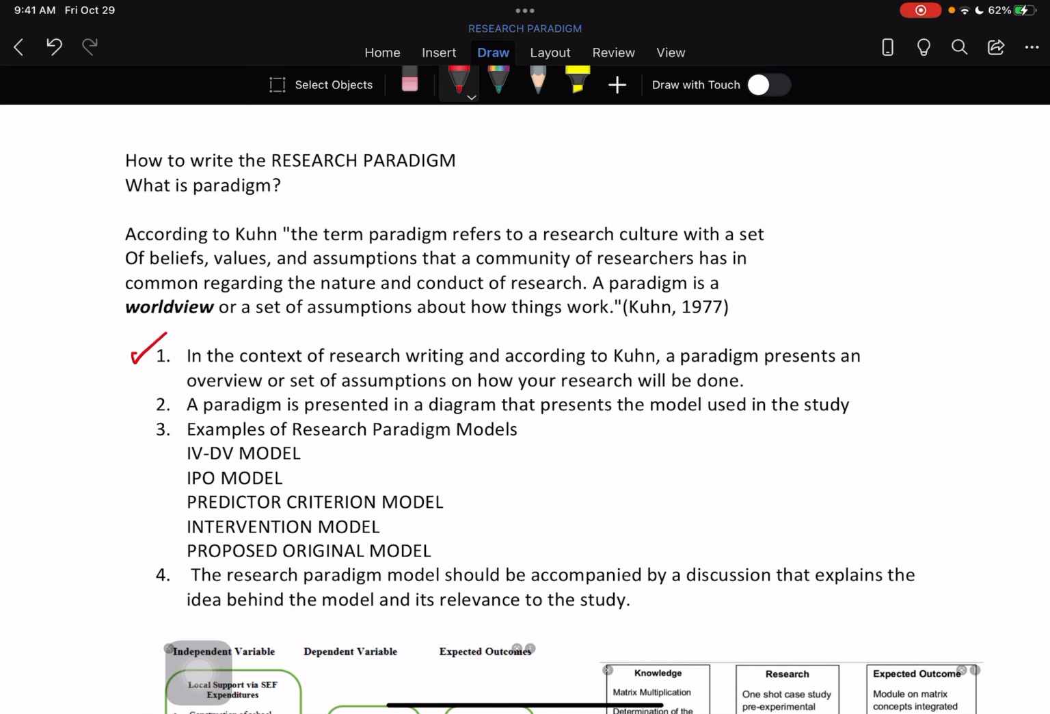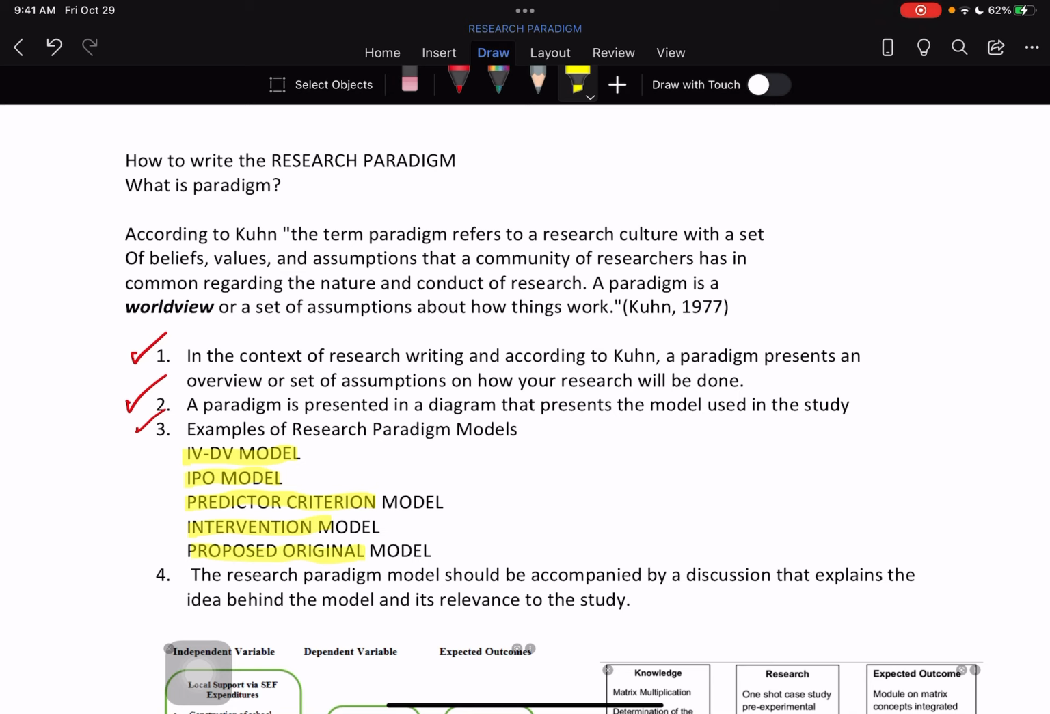Okay, next, number 2. A paradigm is presented in diagram form. That is what I mentioned earlier. That presents the model used in the study. So we have different research paradigm models. And these examples of research paradigm models are the following. We have the IVDV, independent and dependent variable. We have the IPO. We have the predictor criterion. We have the intervention model. And we have the proposed original model.